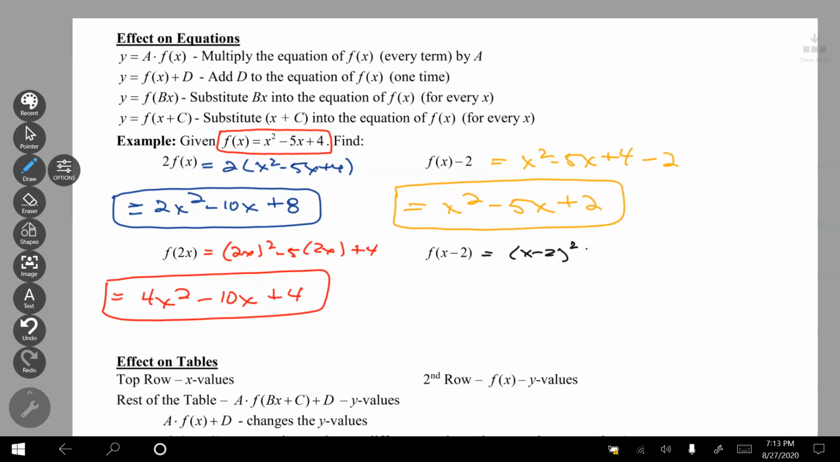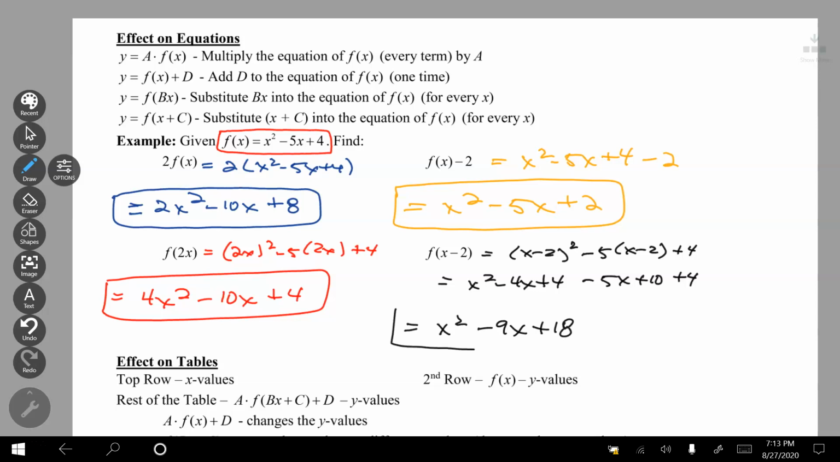X minus 2 squared minus 5 times x minus 2 plus 4, which is x squared minus 4x plus 4. You should know how to do that quickly. Minus 5x plus 10 plus 4. I get x squared minus 9x plus 18. So manipulating the equations, I thought, was a lot easier than manipulating those graphs.